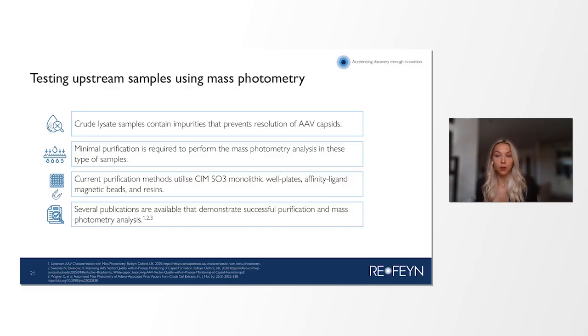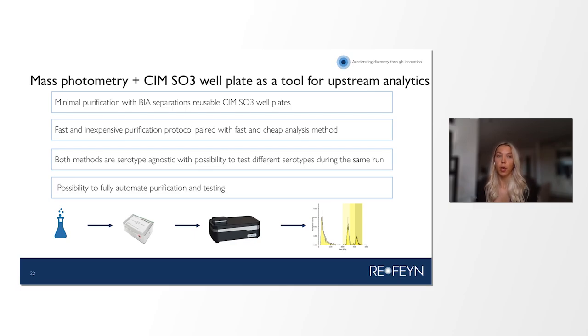There are multiple purification methods that could be used in this process, including CIM SO3 monolithic weld plates and different affinity ligand magnetic beads or resins. There are already several publications available that demonstrated a successful and minimal purification of crude lysate and then testing these parameters using mass photometry. So as mentioned, to achieve a desired level of purity of samples from mass photometry and have an insight into the upstream process, we could utilize Bioseparation CIM SO3 weld plates.